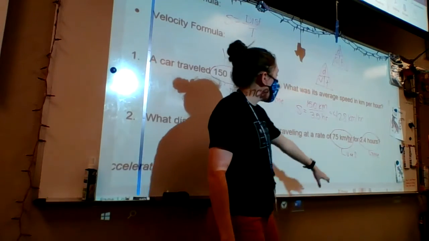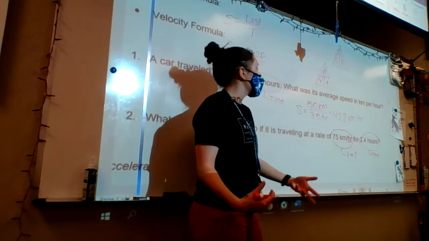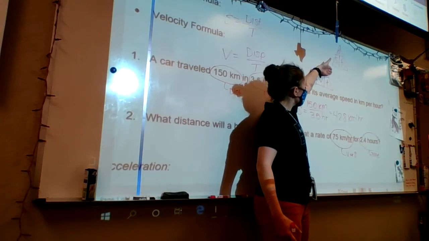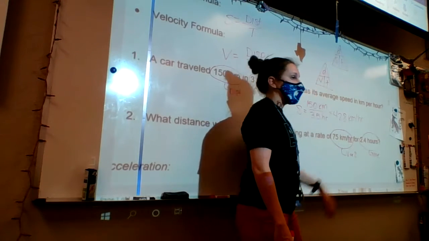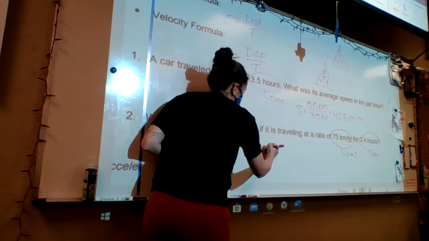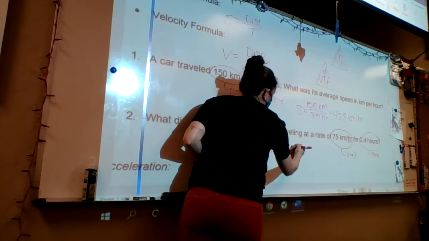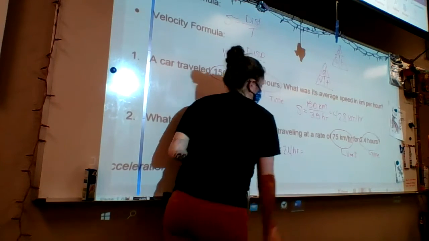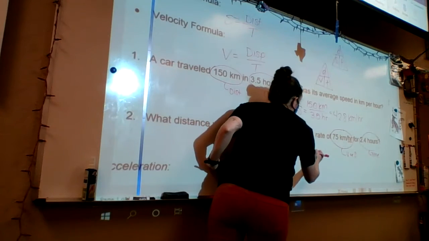Okay, so if I have velocity and I have time, I'm looking for distance. What am I going to do with those two? I'm going to multiply because in my triangle, they're beside each other. So I'm going to do 75 kilometers per hour times 2.4 hours. And you get 180 kilometers.